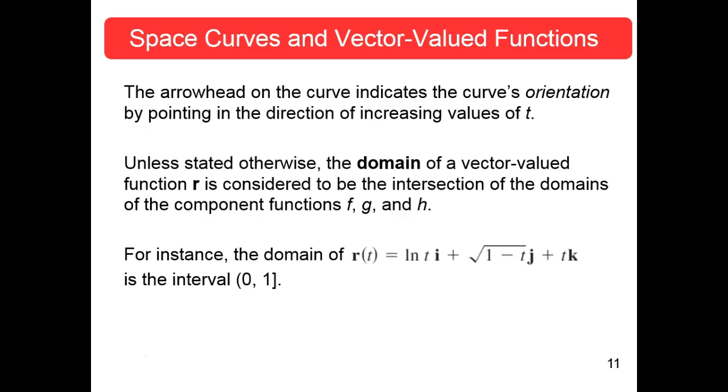Unless stated otherwise, the domain of a vector-valued function r is considered to be the intersection of the domains of the component functions f, g, and h. Now, what do we mean by that? Well, for instance, take the domain of r, which is log t i plus the square root of 1 minus t j plus t k. What would be the domain of this function? Well, what's the domain of t when you're dealing with f here, log t?